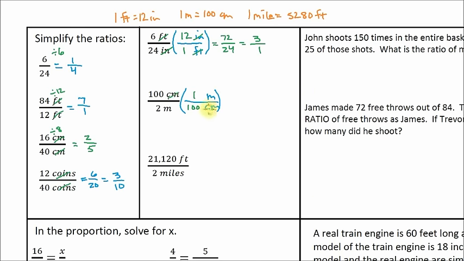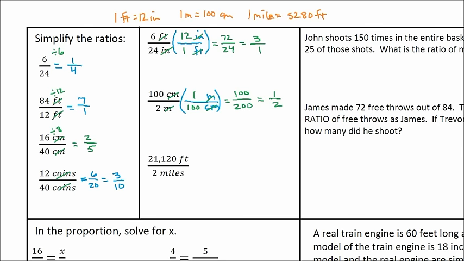Okay, centimeters is on top and bottom. Meters is on top and bottom. Those cancel. 100 times 1 is 100. 2 times 100 is 200. And this one's pretty easy to simplify. Divide both sides, top and bottom, by 100, and you get 1 over 2.